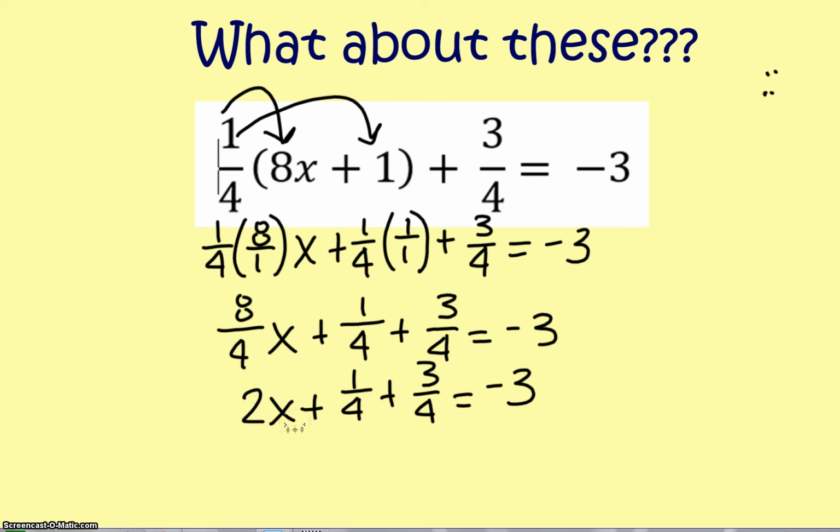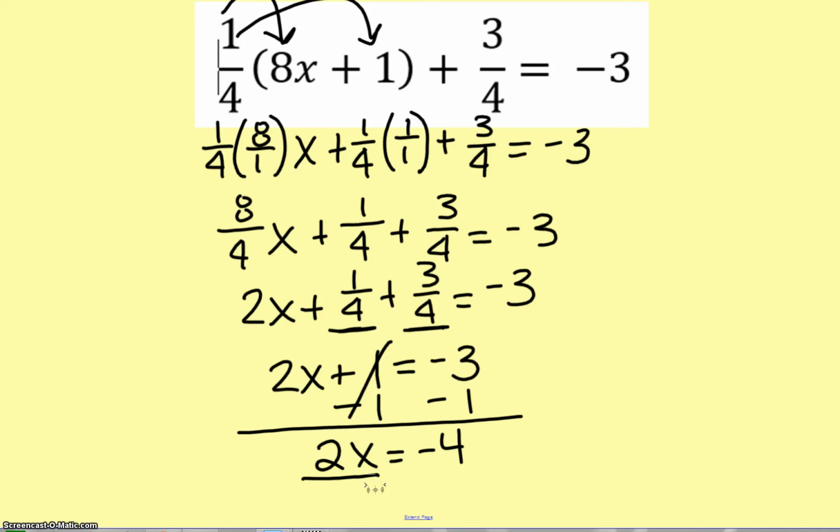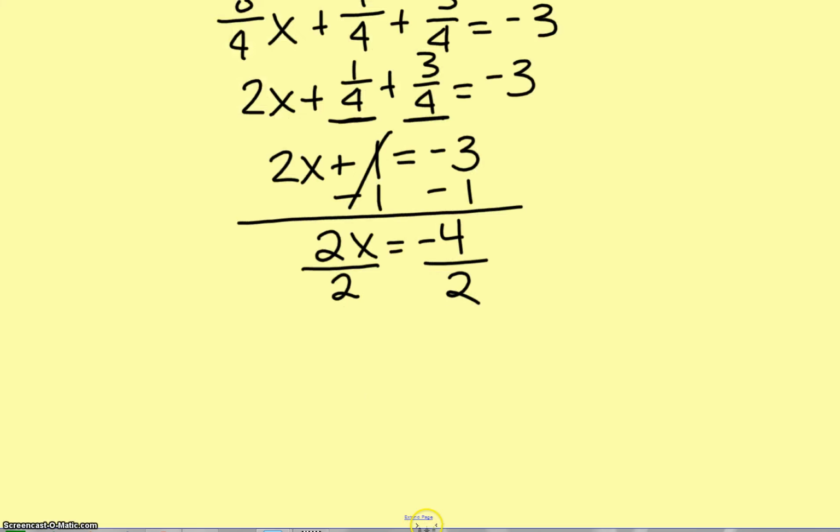I don't need to circle that because it's the only thing I have left, so 2x. And then I have 1/4 plus 3/4. Well, 1/4 plus 3/4 is 4/4, or 1, equals -3. Need x by itself, so I take the opposite of +1, and it's a -1. Do it to both sides to be fair. And you're left with 2x equals -4. Now, got to get rid of that 2, and that 2 is being multiplied right now, so the opposite of 2 is division by 2. So divide both sides by 2, and you have x equals -2.